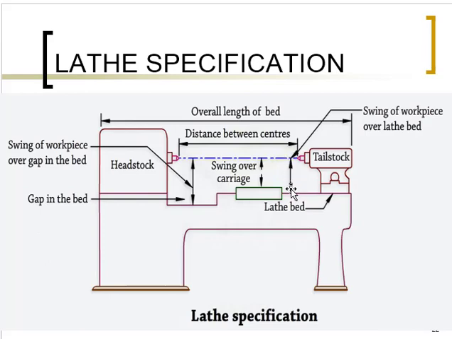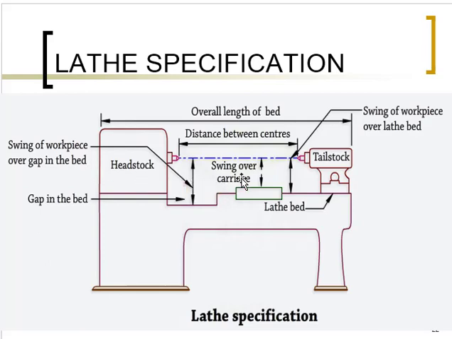This is the next specification. This is this distance. And next is swing of the workpiece over the gap in the bed. This is a lathe bed. There will be some gap in that lathe bed, and if they fix the workpiece here, the maximum diameter of workpiece can be fixed here actually, where we'll be having some gap here. So this is swing of the workpiece over gap in the lathe bed.